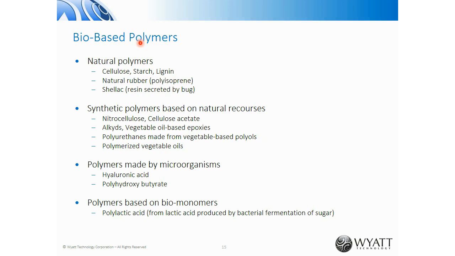An example in this case would be hyaluronic acid, a well-known material from its application in pharma and cosmetic products. And finally, we have polymers based on biomonomers. That means they are polymerized by synthetic procedures, but from monomers that can be made by bio processes. An example in this case is polylactic acid, as lactic acid can be produced not only by the classical way from crude oil, but it can also be made by bacterial fermentation of sugar.